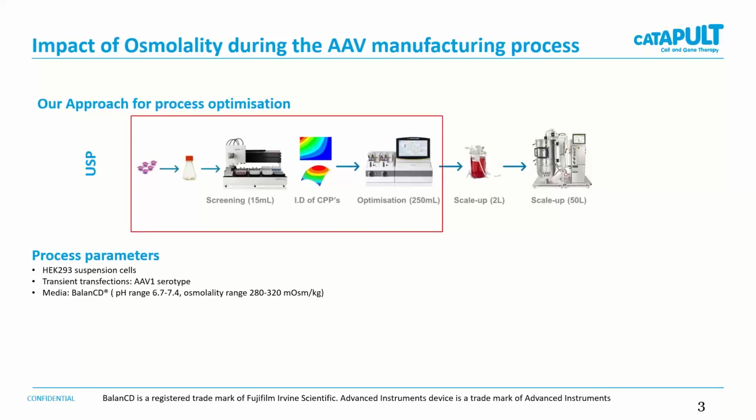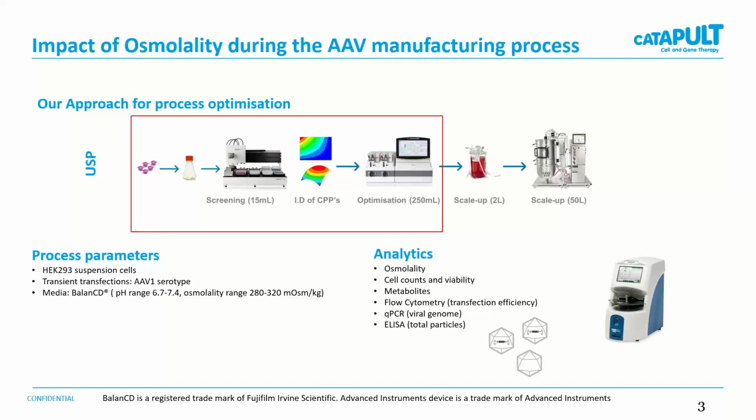The process parameters used to generate those data are the following. We are using HEK-293 suspension cells. We are doing a transient transfection with AAV1 serotype. And the media we use for this experiment is Balanced CD, which has a pH between 6.7 and 7.4 and an osmolarity range between 280 and 320 milliosmol.